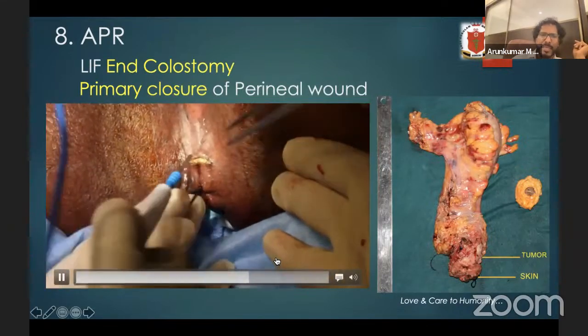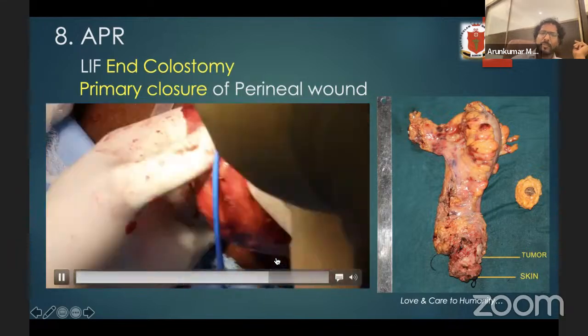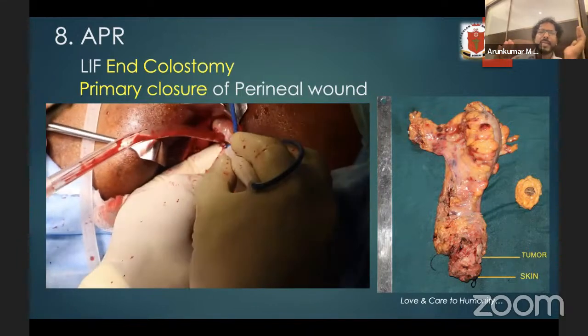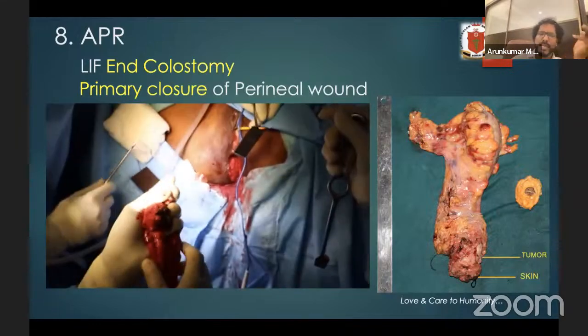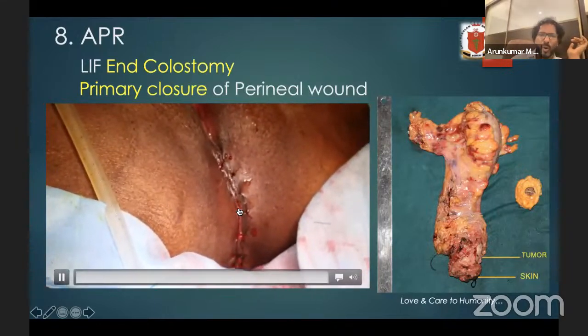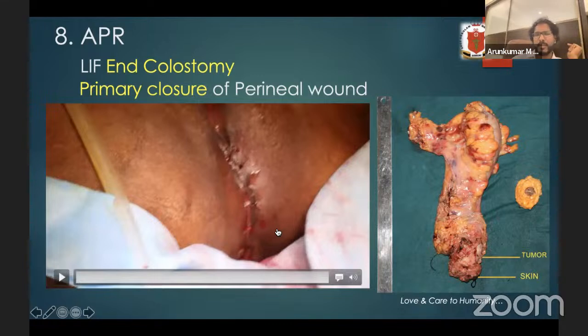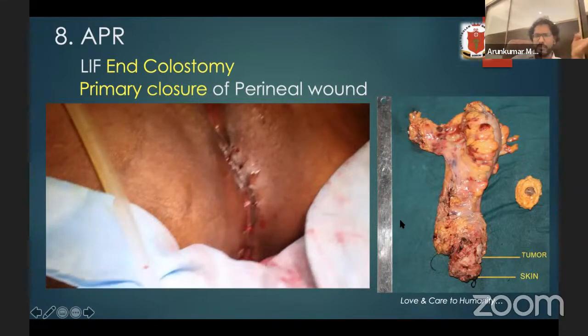And this is a perineal dissection. And we go just outside the external anal sphincter. So that is a routine APR. And we have a smaller wound and we can close it primarily. So that's a difference for the next item.